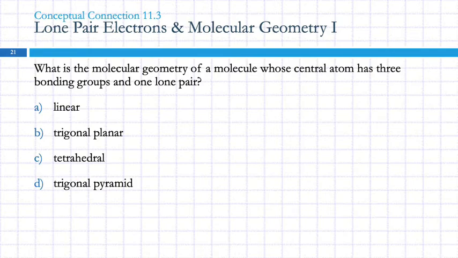What is the molecular geometry of a molecule whose central atom has 3 bonding groups and 1 lone pair? You can do this in your head, but I'm going to do it on the screen here. So here's my central atom, and it says it has 3 bonding groups. So that might be 3 bonds, right? And a lone pair. So how many groups is that? 4 groups.